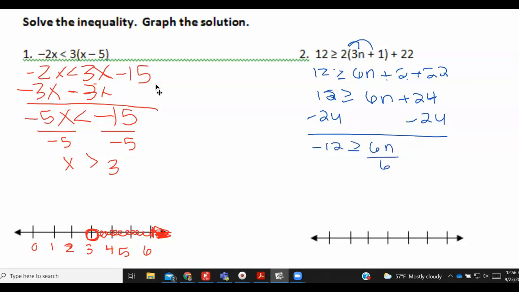Now, when I divide by 6, the number I'm dividing by is positive. The inequality does not change direction because the value I'm dividing by is positive. So even though it's dividing a negative, the inequality stays the same. And I get negative 2 is greater than or equal to n. That is the same as saying n is less than or equal to negative 2.